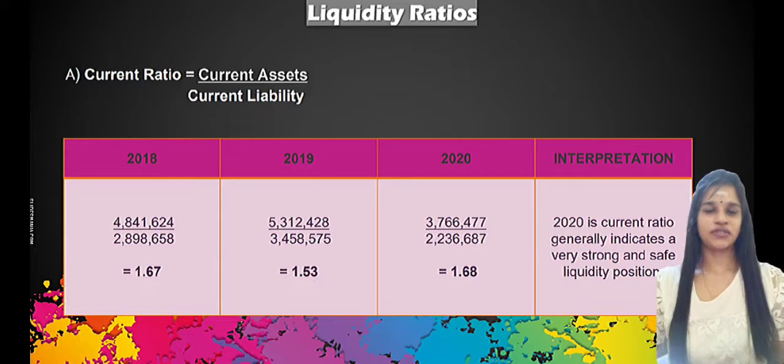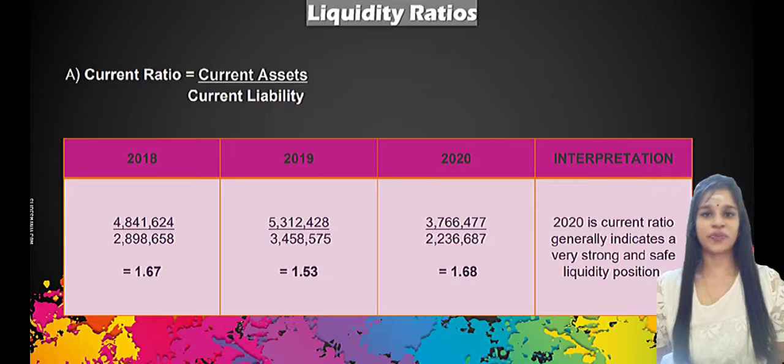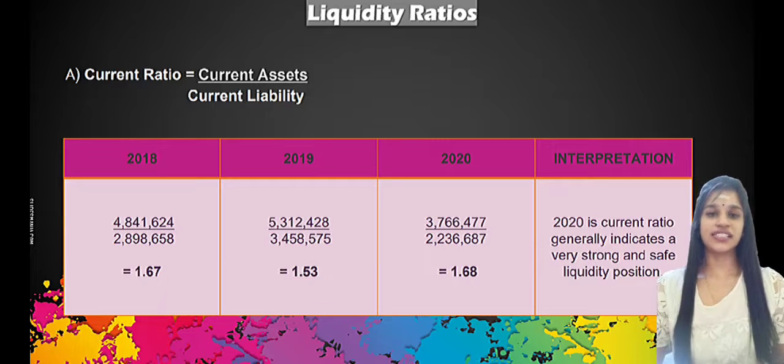Liquidity ratio. A. Current ratio, the formula is current asset divided by current liability. 2018 is 1.67, 2019 is 1.53, 2020 is 1.68. Interpretation: 2020 current ratio generally indicates a very strong and safe liquidity position.